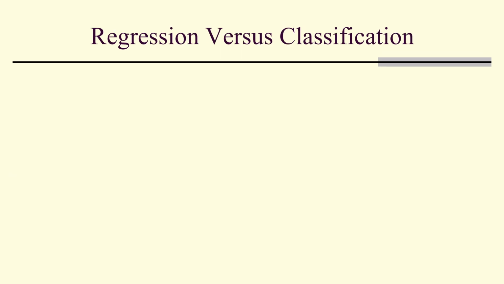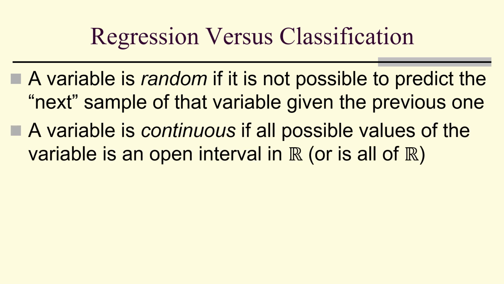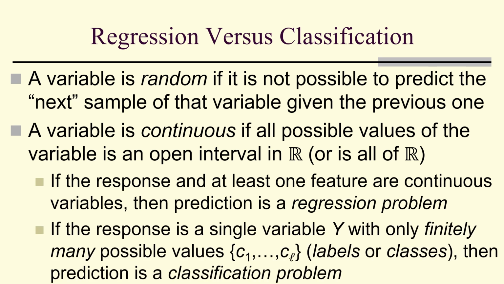Now, let's look at regression versus classification. First off, a variable is random if it is not possible to predict the next sample given the previous ones. A variable is continuous if all possible values of the variable form an open interval in R, or could be all of the real number line. If the response and at least one feature are continuous variables, then prediction is a regression problem. If the response is a single variable y with only finitely many possible values, C1 to CL, these are called labels or classes, then prediction is a classification problem.